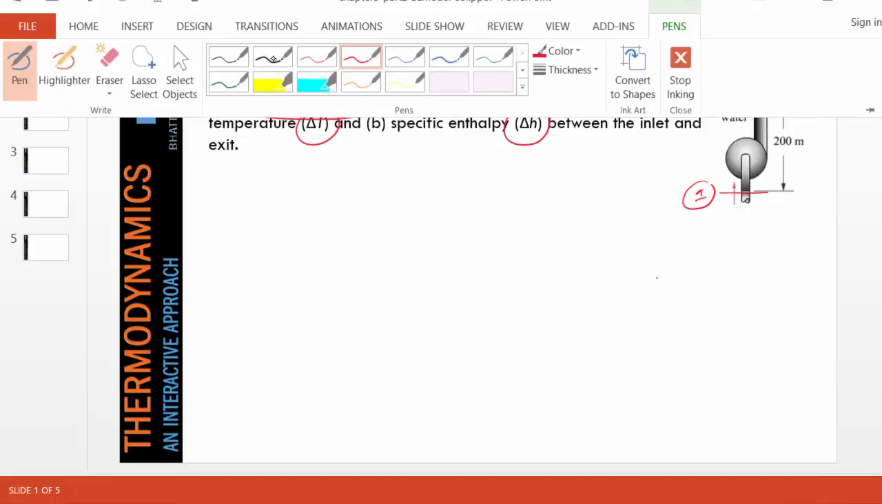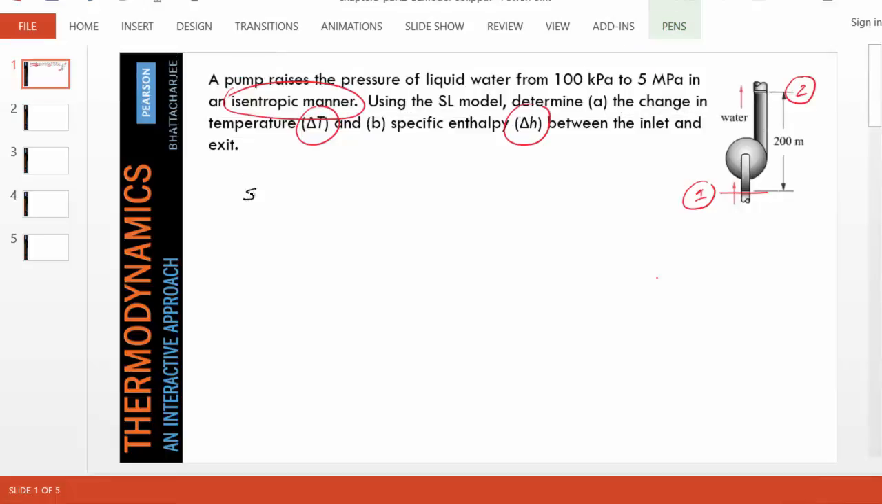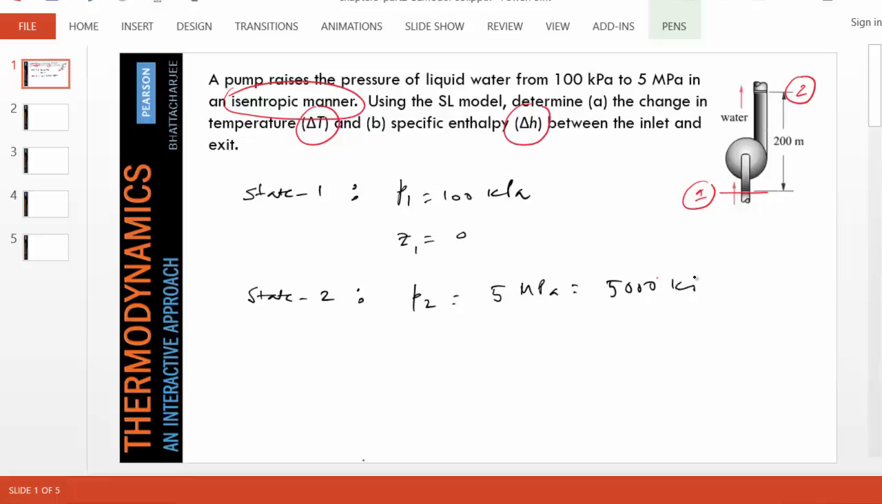Okay, so let's first list what we know about state 1 and state 2. State 1, pressure is given, and let's assume the elevation is 0. Then state 2, what we know is 5 MPa, which is 5000 kPa. And isentropic, that means S2 must equal S1. That's the key to the problem.